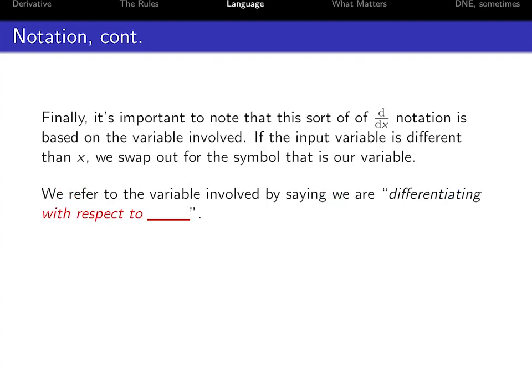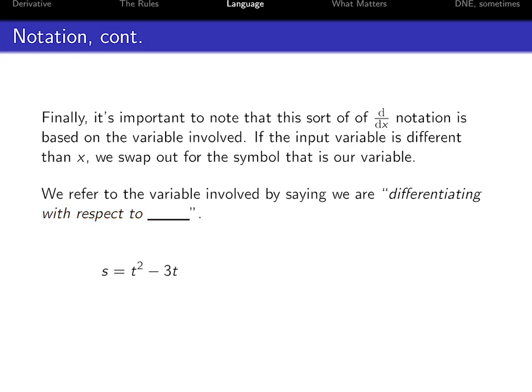Finally, it's important to note that this sort of d over dx notation is based on the variable involved. If the input variable is different than x, we swap out for the symbol that is a variable. We refer to the variable involved in the differentiation by saying that we're differentiating with respect to that variable, right? So if the variable involved is x, we say we're differentiating with respect to x.